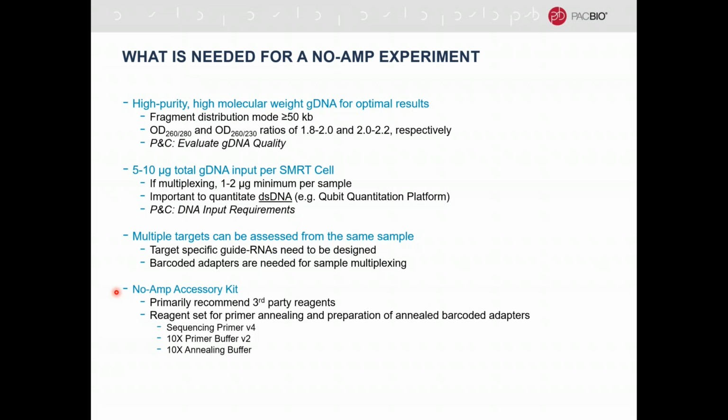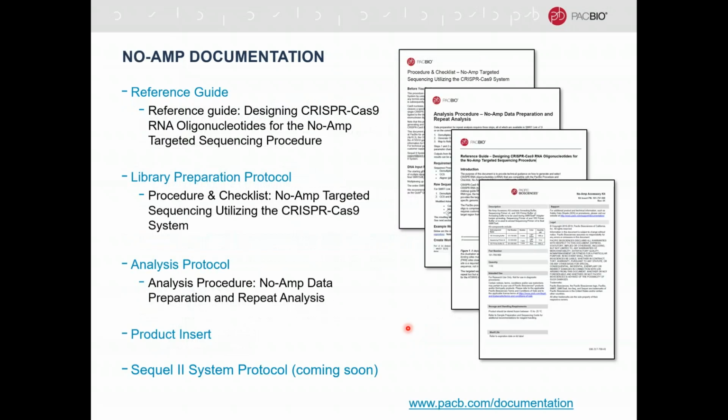In terms of the only new PacBio product, other than our standard workflows and smart cells and sequencing kits and binding kits, is something which we call the NoAmp accessory kit. Now, I'll show the recommendations of third-party reagents on the next slide, but this kit contains our sequencing primer, a buffer, and some annealing buffer, which you will use to anneal the hairpin of the barcoded adapters that we showed previously. So what do we have in terms of documentation?